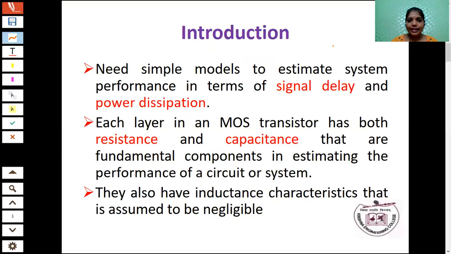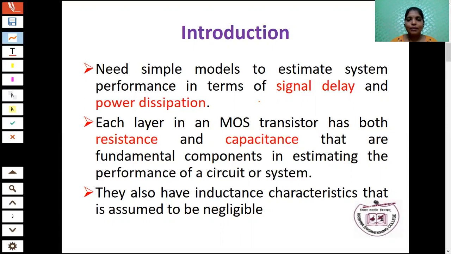Generally the delay is measured with the help of the resistance and capacitance of the transistor. So we need some simple model to estimate the performance of the system. We are going to measure the performance of the system in terms of signal delay and power dissipation.